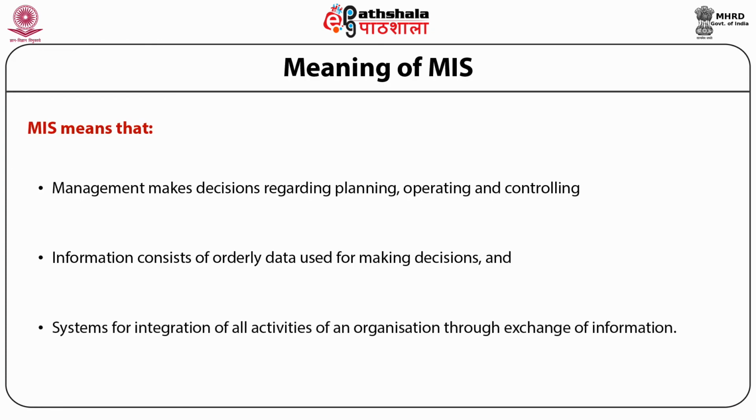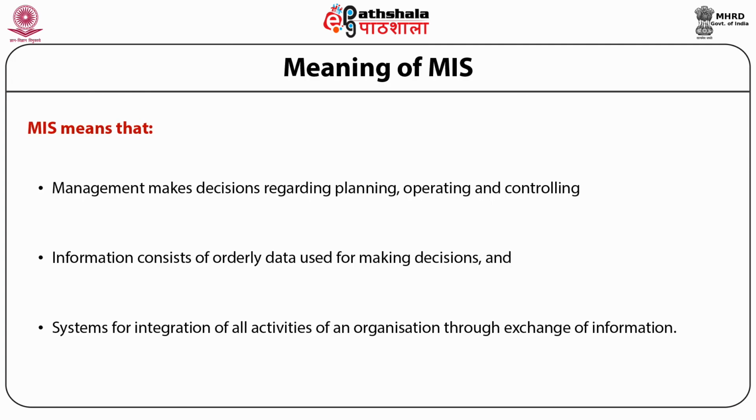And lastly, systems. Systems are for integration of all activities of an organization through exchange of information. A system is defined as a set of elements which are joined together to achieve a common objective. The elements are interrelated and interdependent. Thus, every system is said to be composed of subsystems. A system has one or more subsystems.